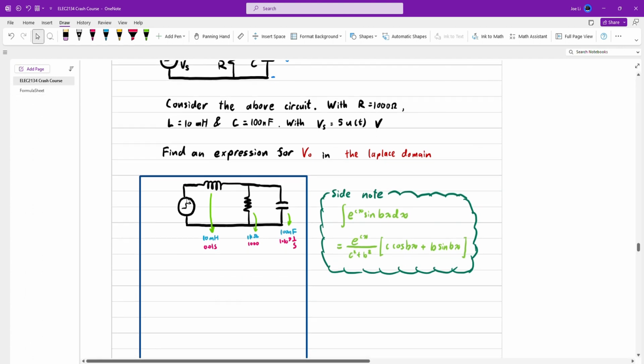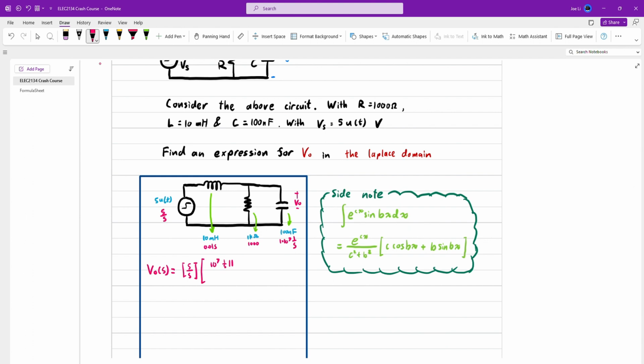Now, to find V0, is this one. In the Laplace domain, this is V0, let me just label it V0. You need to do a voltage division here. Also, let me label the source. Source is 5u(t), right? In the Laplace domain, if you do a Laplace transformation, you get 5 on s. Then you will get 5 on s here. Do a voltage division. Multiply by 10 to the 7 times 1 on s in parallel with 1000.